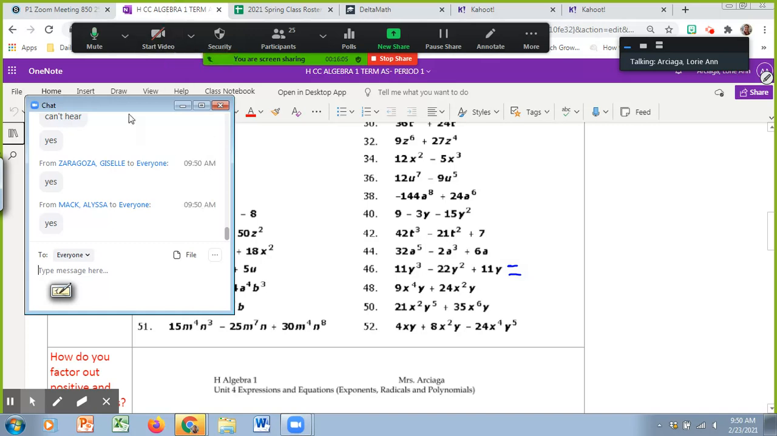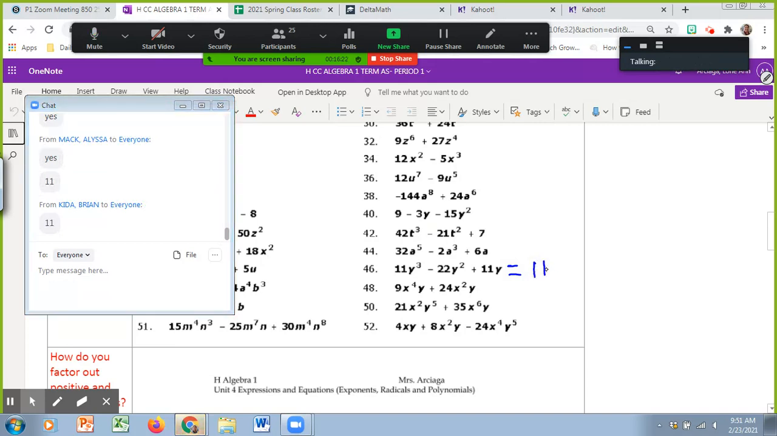Okay, I'm gonna stay on this device. Here we go. Number 46. So what's the GCF? 11, negative 22, positive 11. So what's the GCF? 11. Perfect. Variable? Why? Good. Because that's the lowest power. Perfect. So now let's divide everything by 11y.